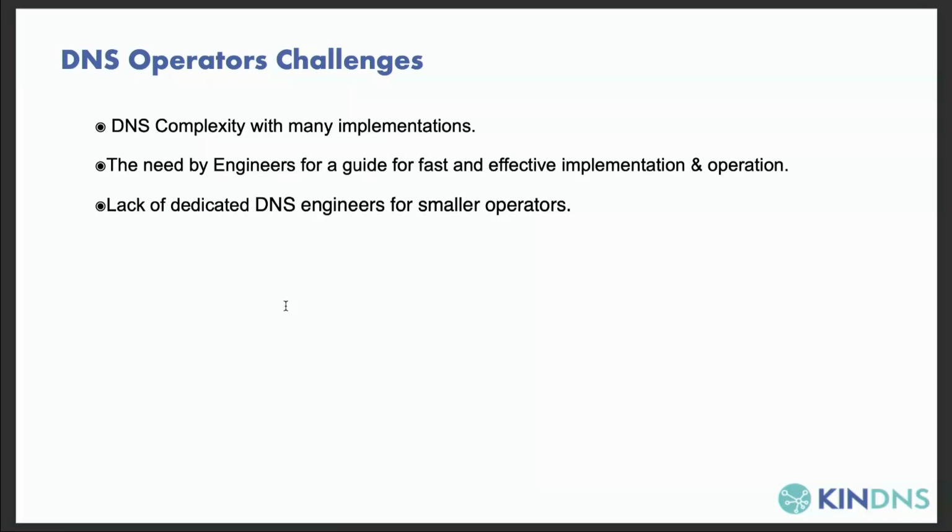The challenges and reason why we came up with this, there are many, but I just picked 3. So we have DNS complexity with many implementations. I'm sure you can agree that going to the internet there are tons of papers talking about DNS and implementations, which can be so confusing, especially for new entrants. And so we had to come up with the minimum that we feel, through an initiative, that can be implemented. Then the need for engineers for a guide for fast and effective implementation and operation. Of course, we're trying to demystify DNS and its security.